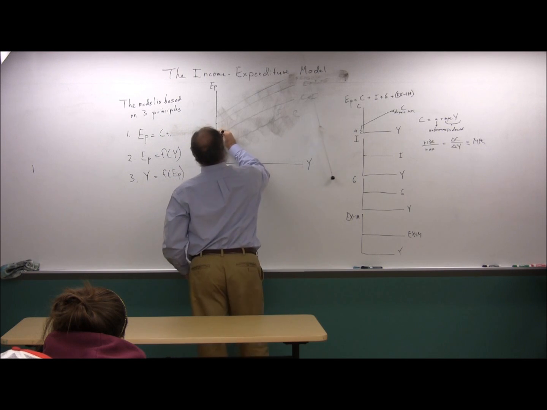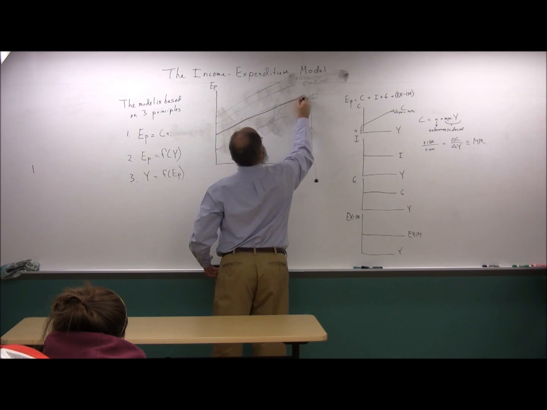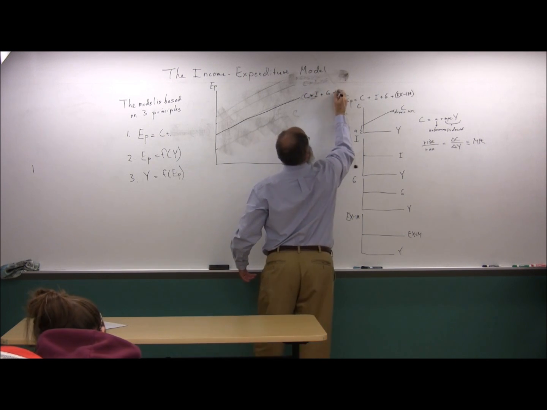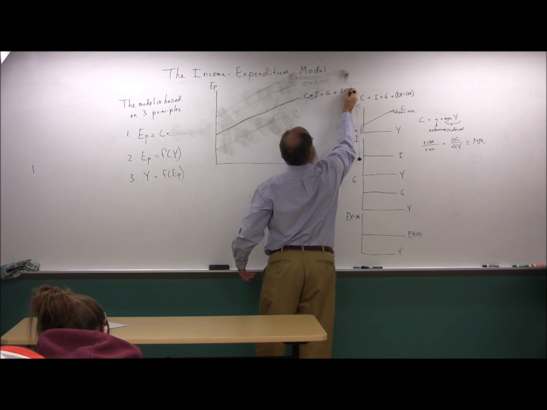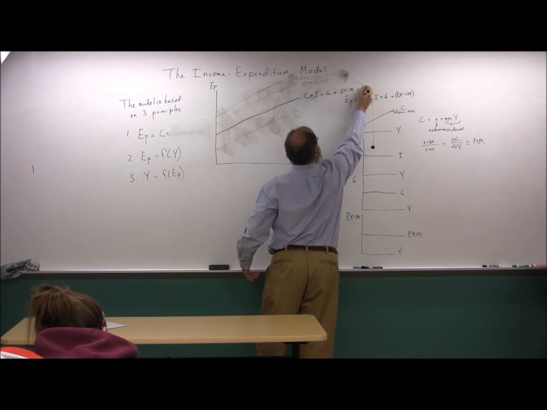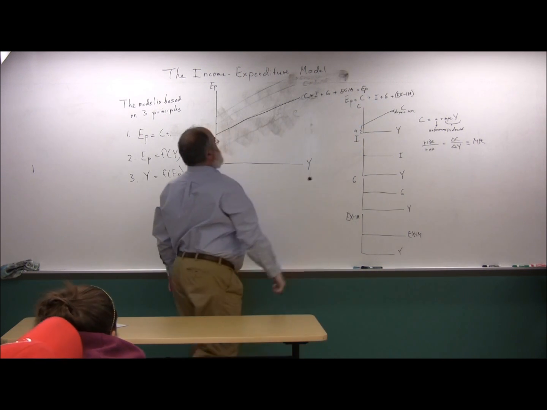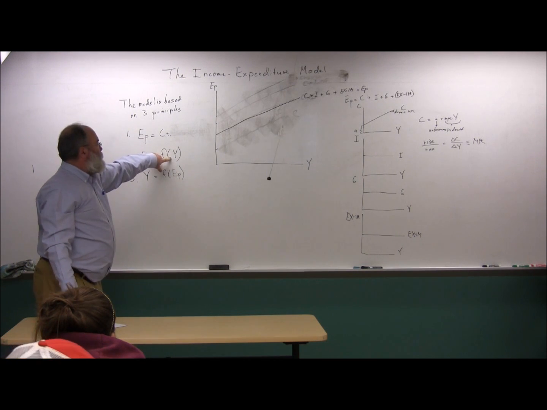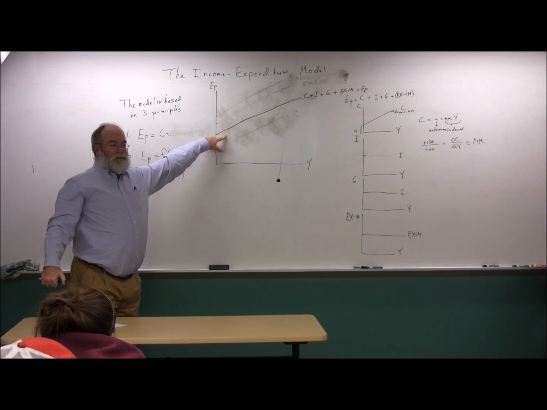Okay, we'll say this is the total. Here's our C plus I plus G plus exports minus imports for EP. We said spending is a function of income. That's what the function looks like.